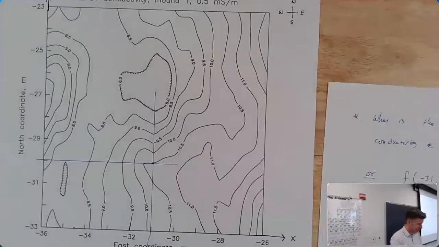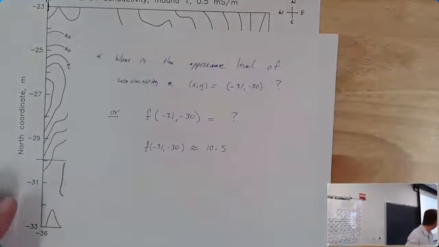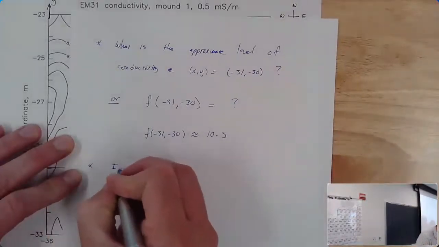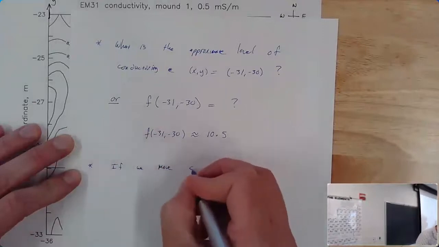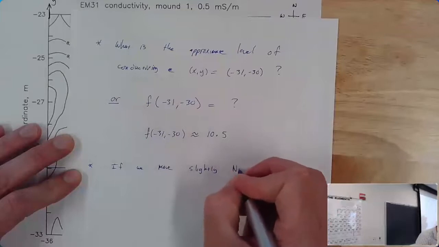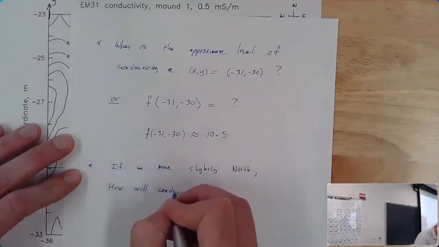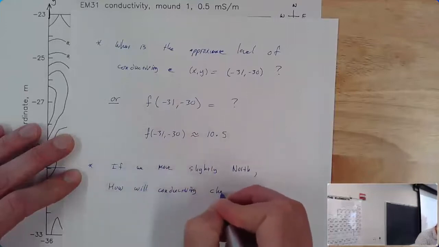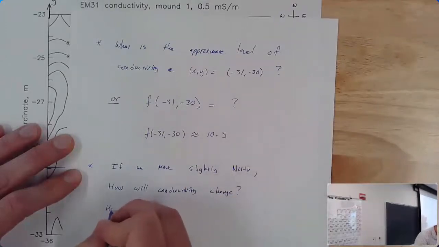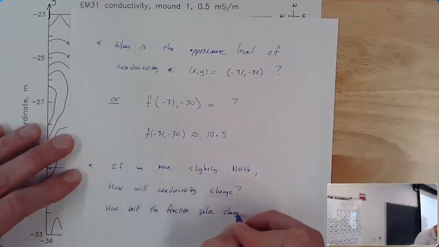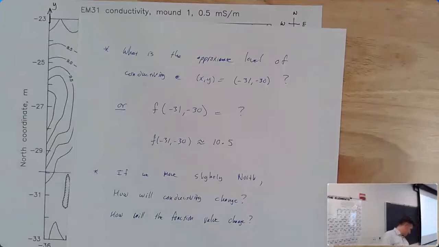Okay, so now it gets a little more interesting. My next question here: if we move slightly north, how will the conductivity change? Or in other words, how will the function value change? Okay, so let me raise this up a little bit.